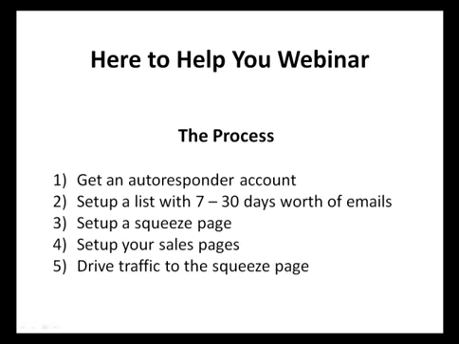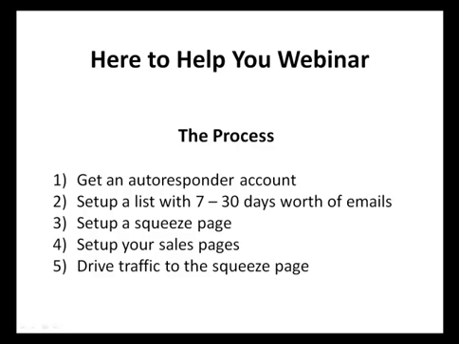So here's the very basic process of getting started with these three items that you have found that, if you drive some traffic to them, they will sell. You've got to have an autoresponder account. That's pretty much the basics of any niche that you're going to market to online. Just about all niches, you have to have an autoresponder account. You need to set up a list with a good 7 to 30 days' worth of emails.